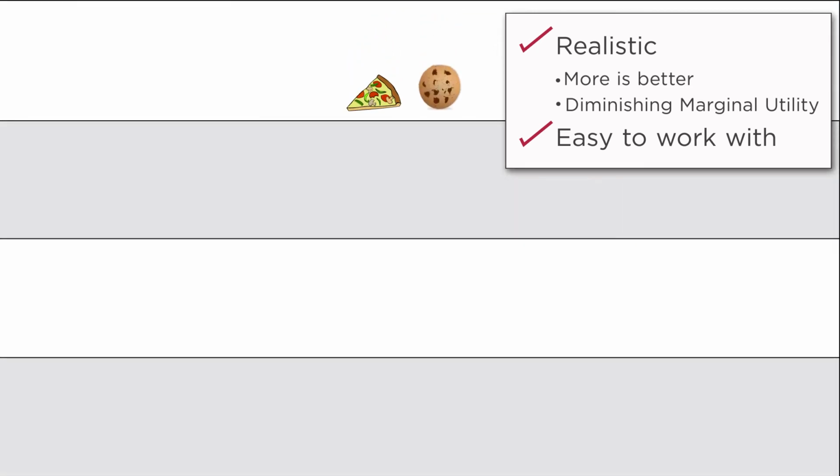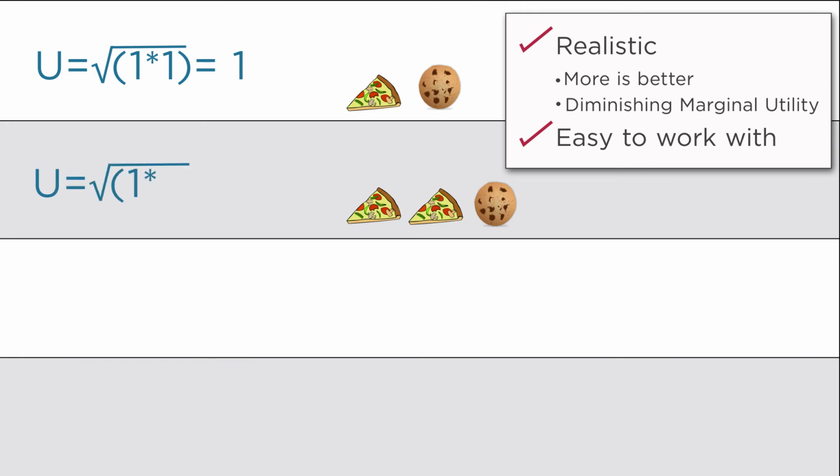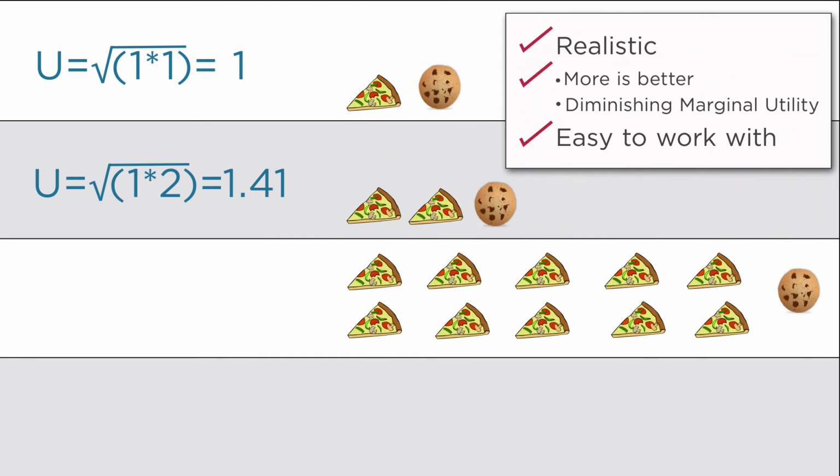Let's say you start with 1 slice of pizza and 1 cookie. That gives you utility of U equals square root of 1 times 1 equals 1. If you add 1 slice of pizza, utility goes up to square root of 1 times 2, which equals 1.41. So you're happier. Utility goes from 1 to 1.41. Now let's say you start with 10 slices of pizza and 1 cookie. Your utility is square root of 10 times 1 equals 3.16.